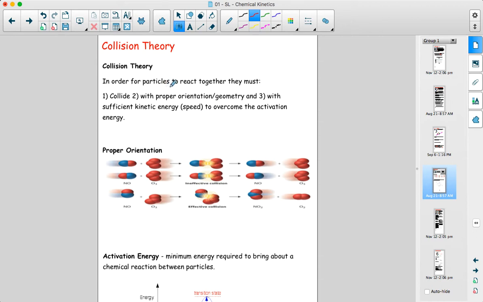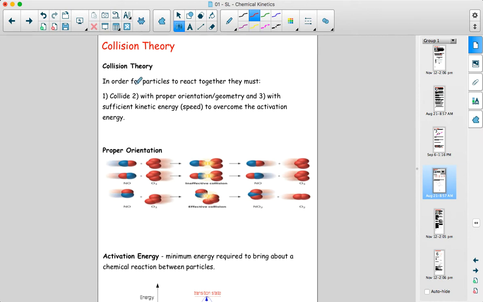So, in order for particles to react together, they must, one, collide in the first place, two, they must collide with the proper orientation or geometry, and three, they must collide with sufficient kinetic energy or speed to overcome what's called the activation energy. So those are really the three conditions.